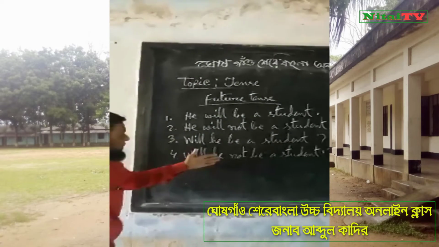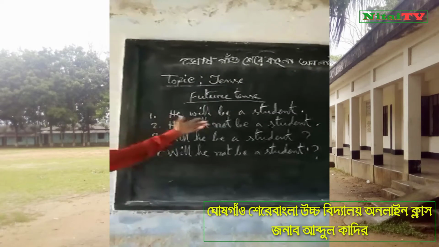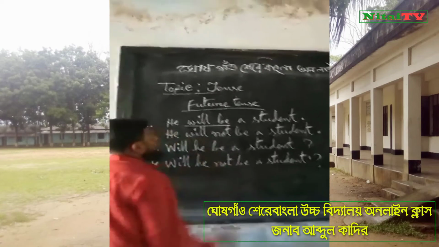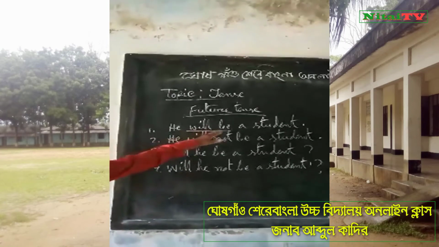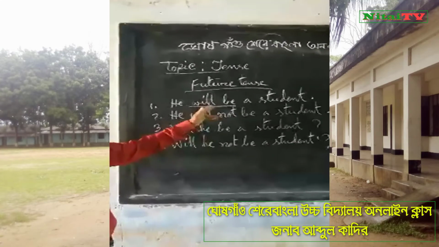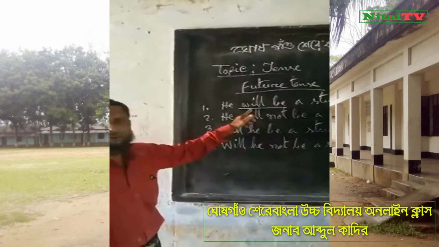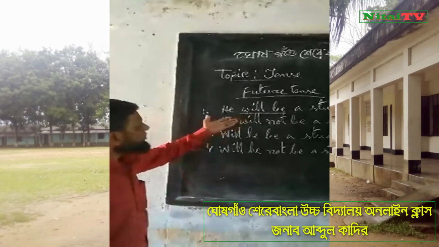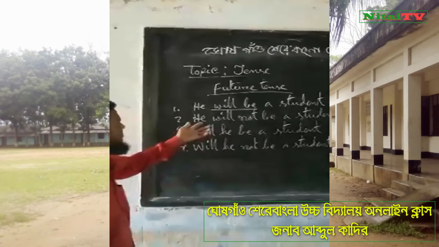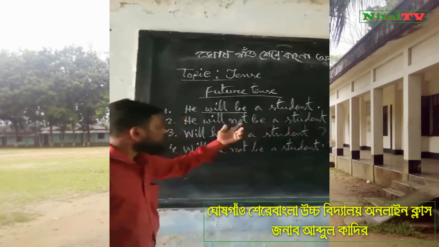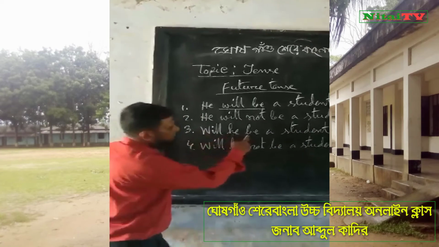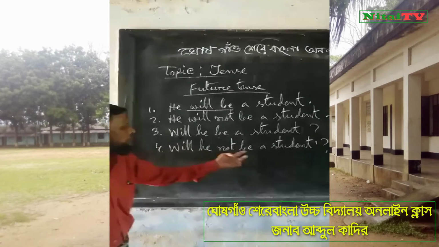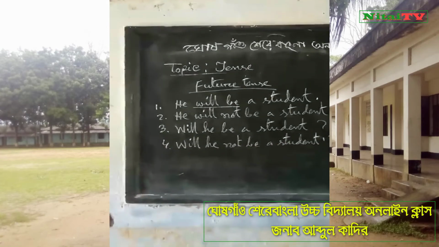Follow the four sentences in future tense. He will be a student. Be verb here takes an auxiliary verb, will. He will be a student. He will not be a student, negative sentence. Will he be a student, interrogative sentence. And will he not be a student, negative interrogative sentence.